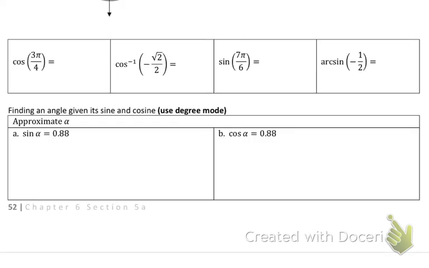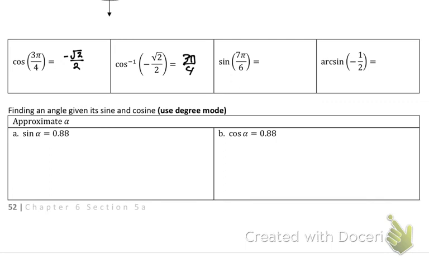Real quick, just so we can go in between the two. What's the cosine of 3 pi over 4? Negative root 2 over 2. Perfect. What's the cosine inverse of negative square root of 2 over 2? It turns out that is 3 pi over 4. Will that work every time? No. For cosine, it will.